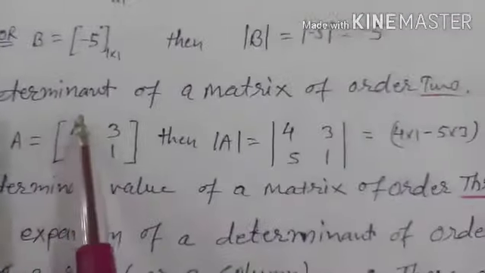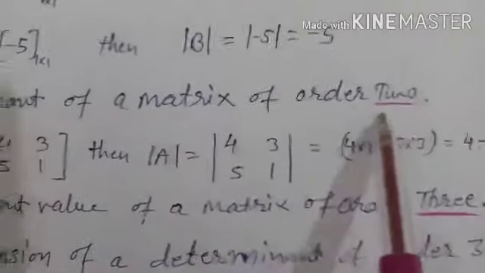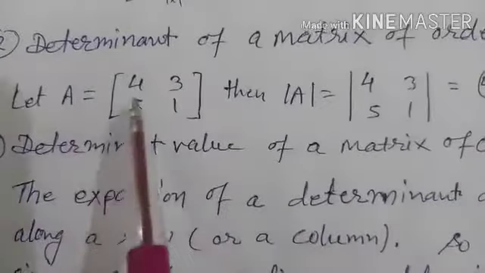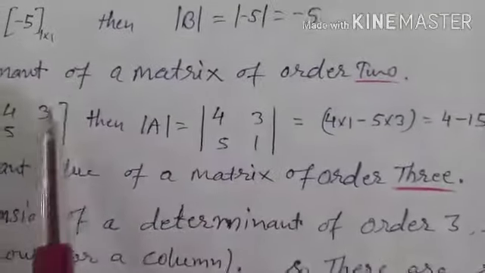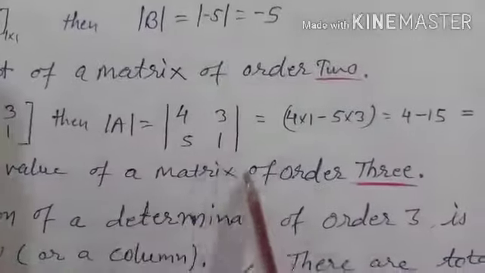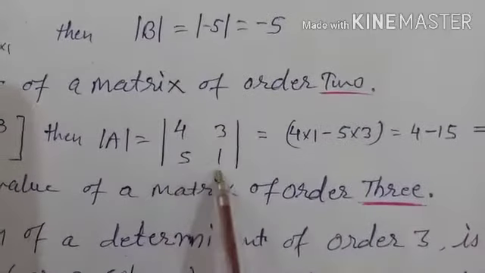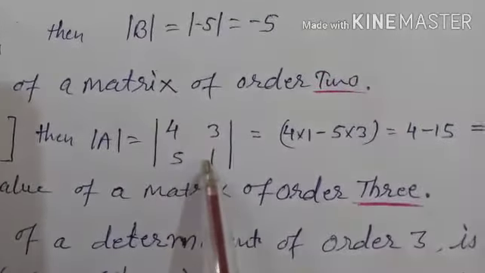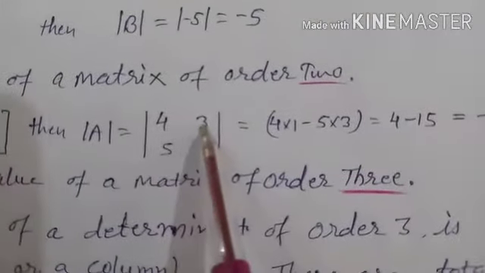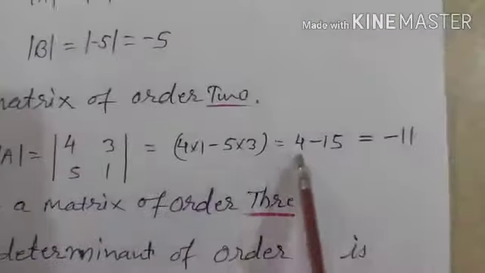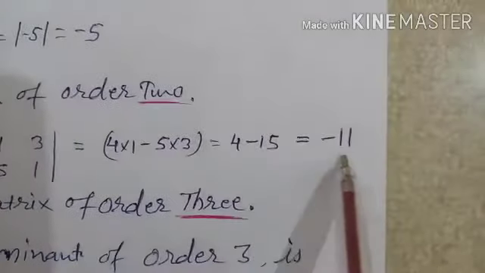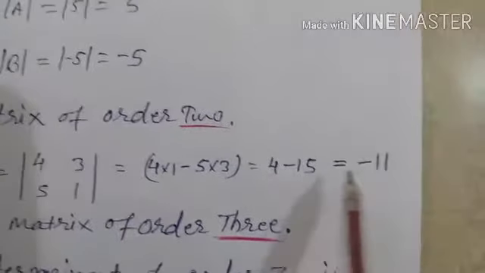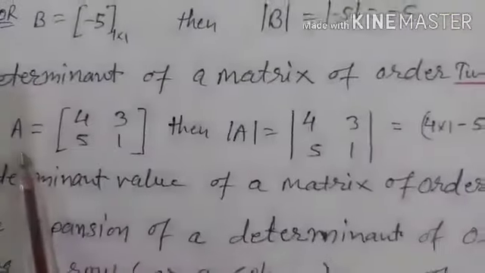Now second, the determinant of a matrix of order 2. Let matrix A be equal to 4, 3, 5 and 1. Then the determinant of A: write this matrix but do not write in brackets, only two simple lines, 4, 3, 5 and 1. Now 4 multiplied by 1 minus 5 multiplied by 3. So 4 into 1 is 4 and 5 into 3 is 15, and 4 minus 15 means minus 7. So this is the determinant value of order 2 of matrix A.